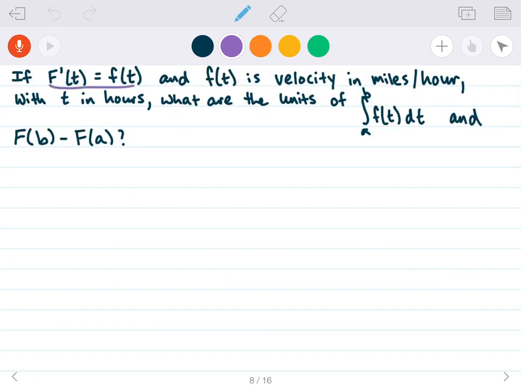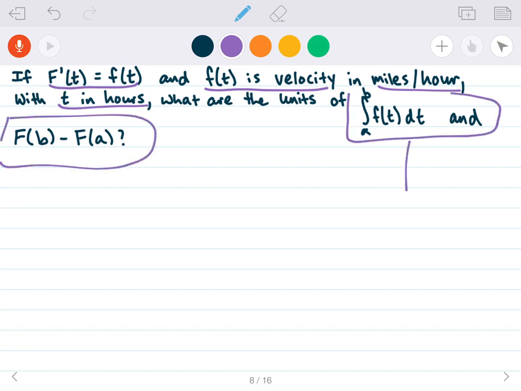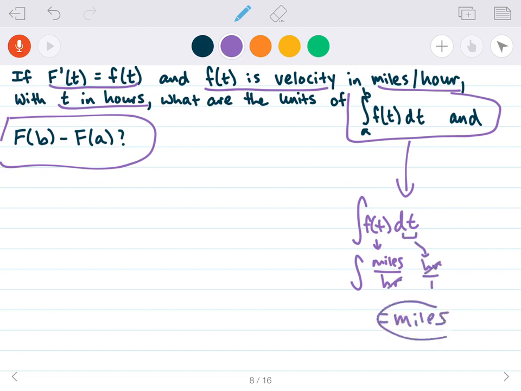All right, so let's talk about these. So if f prime of t is f of t, and f of t is the velocity in miles per hour with t in hours, what are the units of this guy and this guy? So here, again, we can just look at this in terms of plugging in our units and seeing what the multiplication gives us. So f of t is in miles per hour. So we have miles over hour. And the change in time is going to be in hours. Multiplying, we get that our units should be in miles.